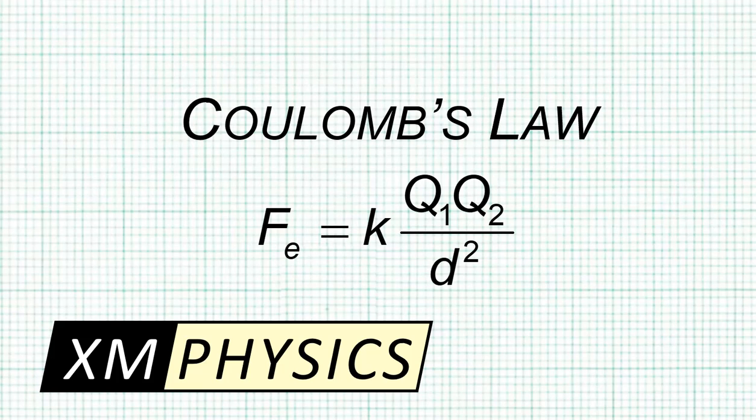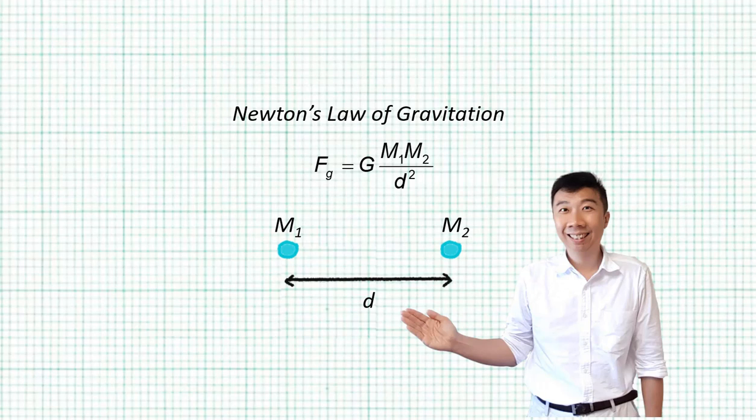In this video, I will introduce Coulomb's law, which is the mother of all formulas for this topic. Let's go! The gravitational force between 2 point masses separated by distance d is given by the formula Gmm over d squared. This is Newton's law of gravitation, which you have already learned.